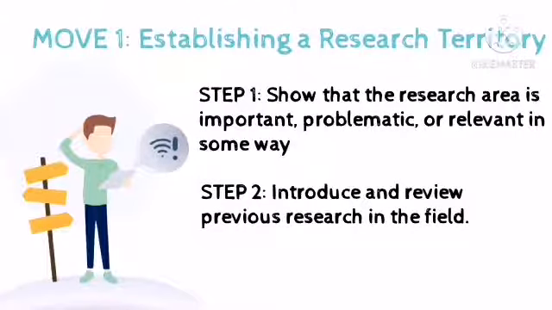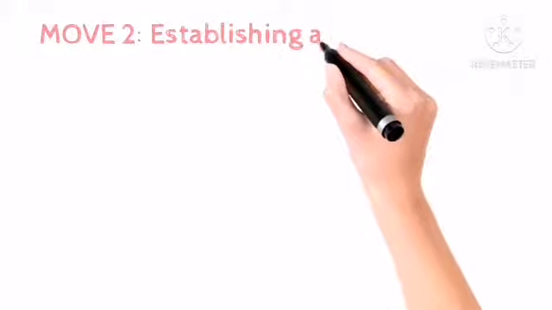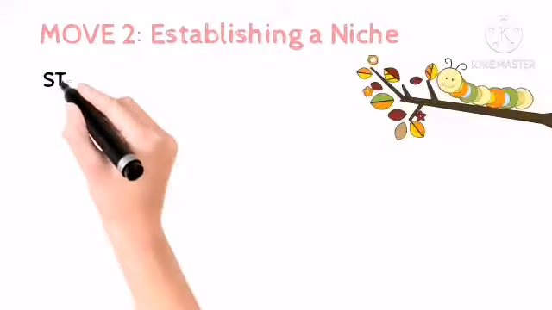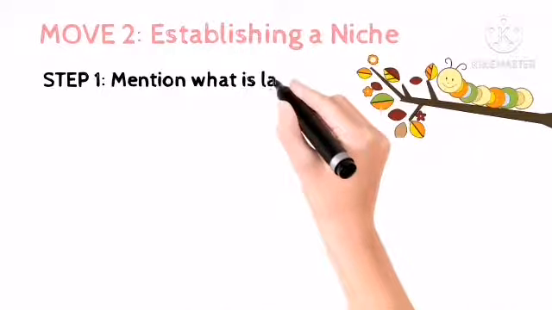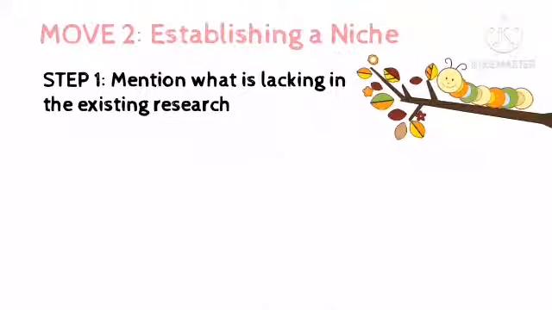So after establishing a research territory, the next move would be for you to establish a niche. In your science subject, right, there's the ecosystem and there's an organism's niche. Like for example, a plant's niche is for it to be a producer, while the caterpillar's niche is it's a consumer, that it consumes the leaves of the plant. So in the same way, there's a whole ecosystem out there of researches. Now you have to position your research within a certain niche.